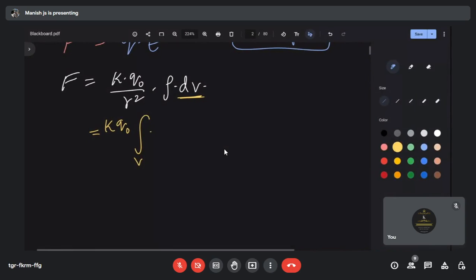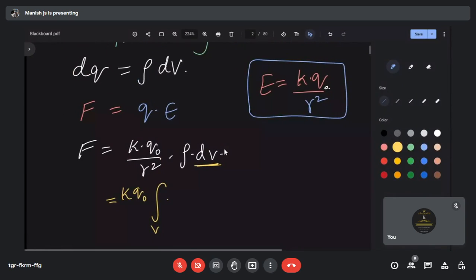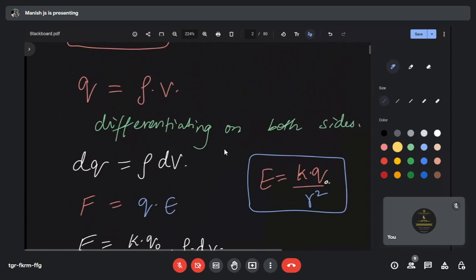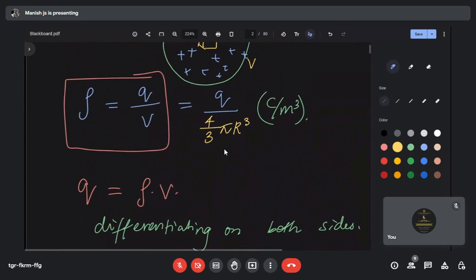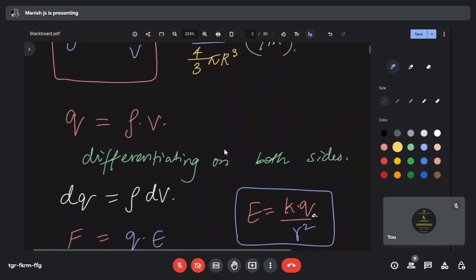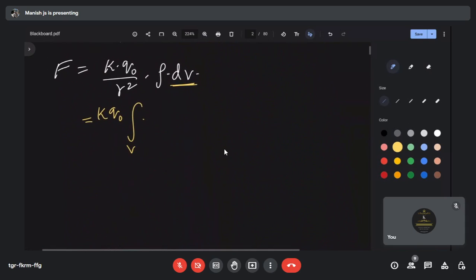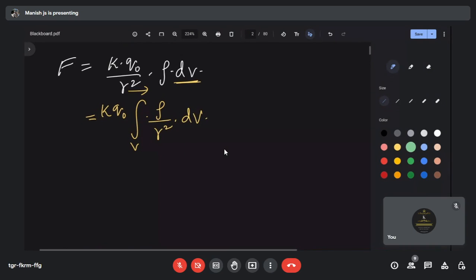Integration over V, now what is the rho? Already we have calculated the rho value as dq upon dv. So that is a relationship. Already rho is nothing but q upon 4 by 3 pi r cubed. Now we are only generalizing. You need not substitute that. You just generalize it. So r square can be taken inside. R is nothing but the distance. So that is going to be a factor that changes. So rho upon r square into dv. So we get the relationship like this.